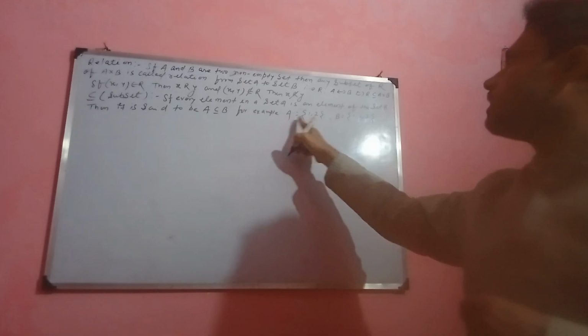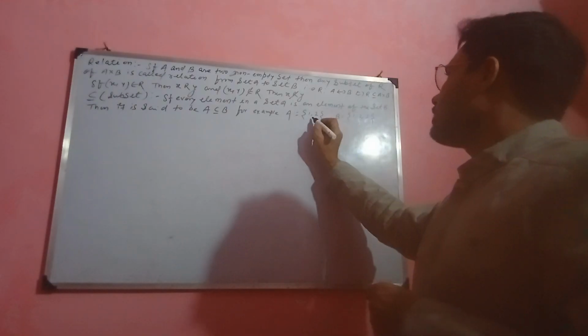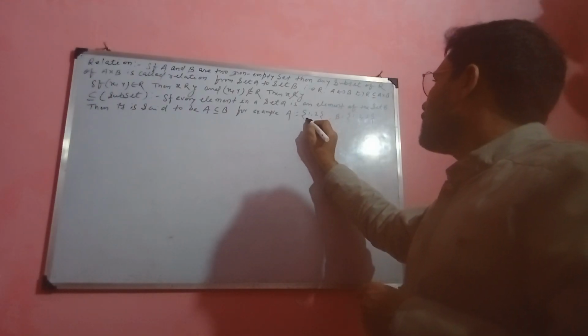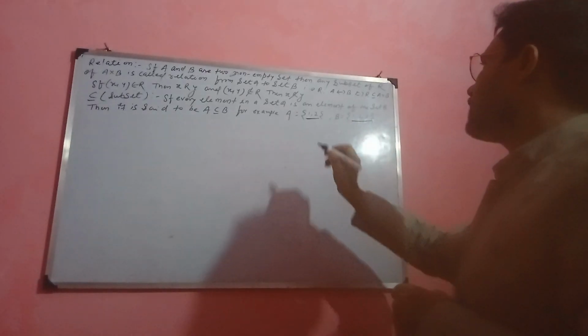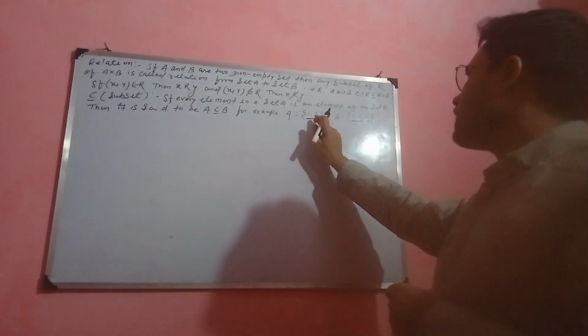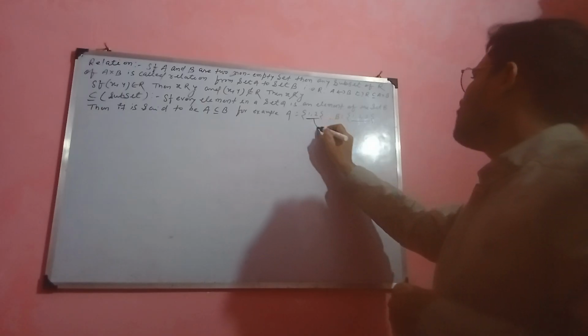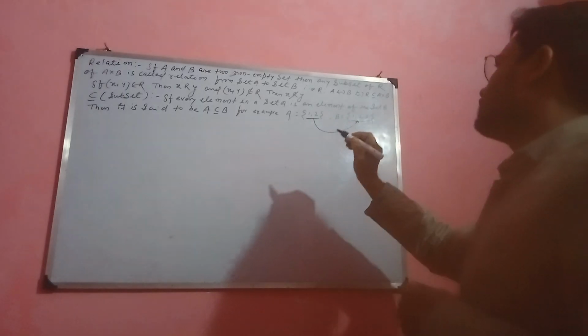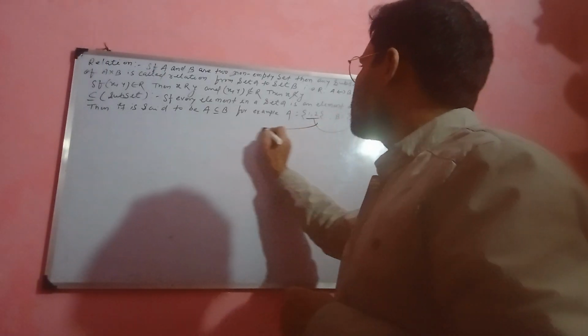Here A set is {1, 2} and B set is {1, 2, 3}. Then every element in set A is an element of the set B. Then it is said that A is a subset of B.